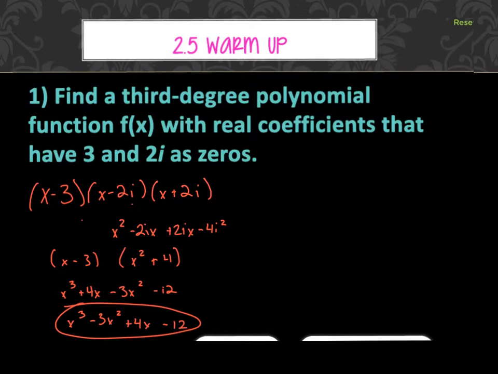So this one was Armando. Good job, Armando. And then distribute the x minus 3 in, and you should have gotten x to the third minus 3x squared plus 4x minus 12.